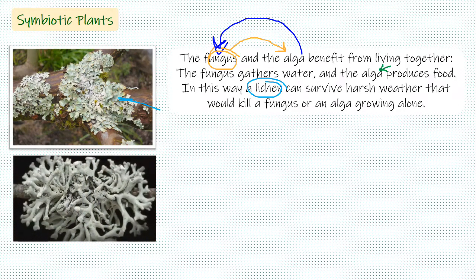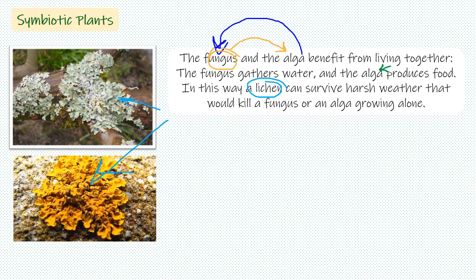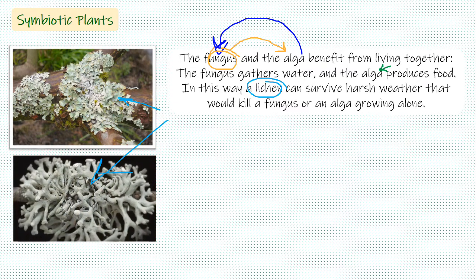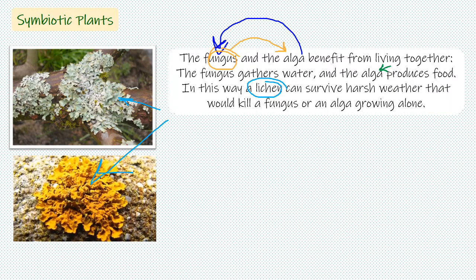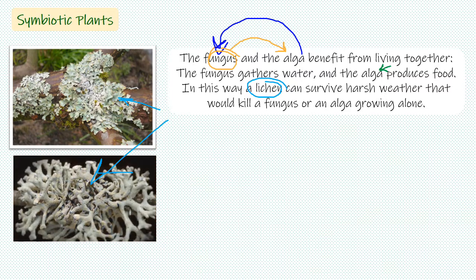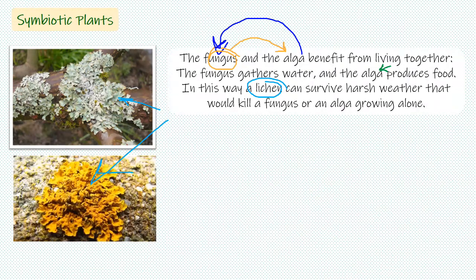Here are pictures of lichen. Okay? That's what we call a symbiotic relationship. Let me give you the word. This is what we call mutualism. I'll explain it more in the next video, in next week's video.